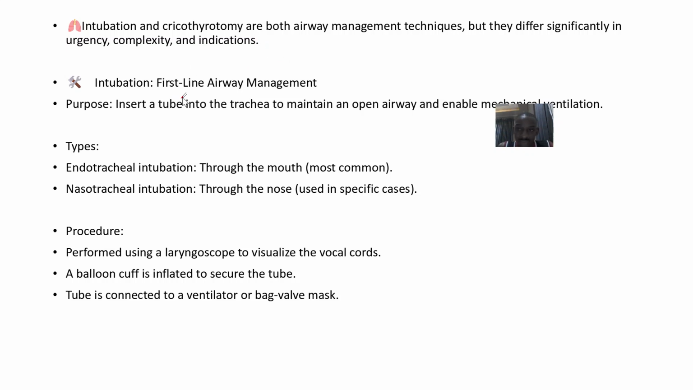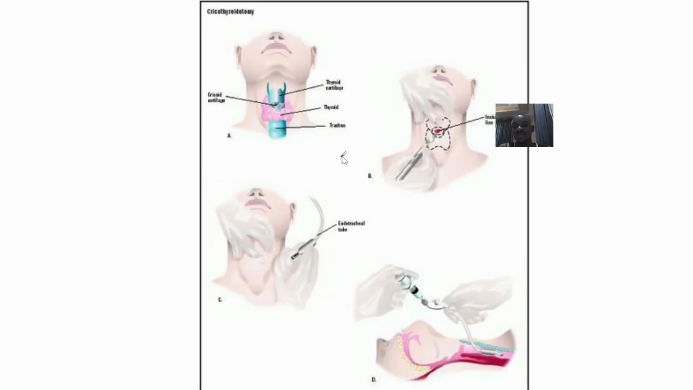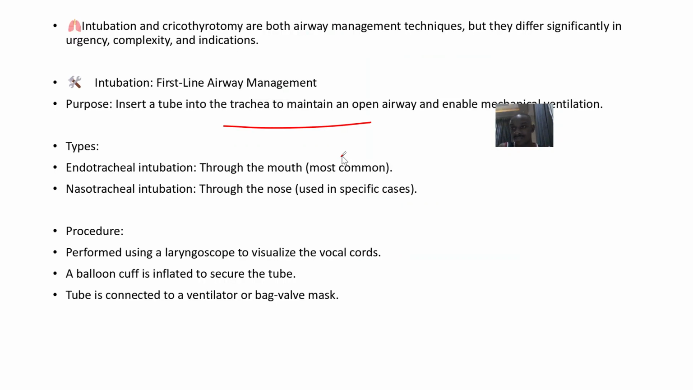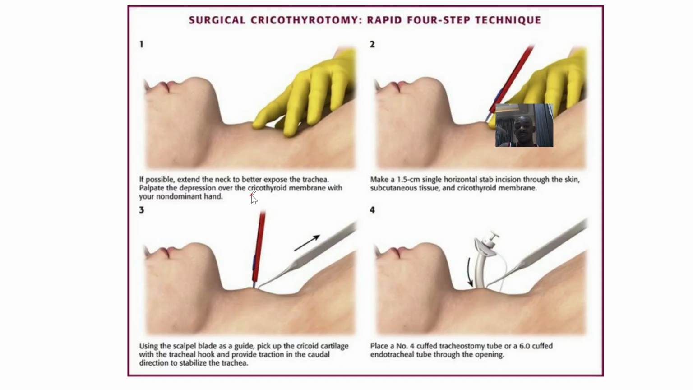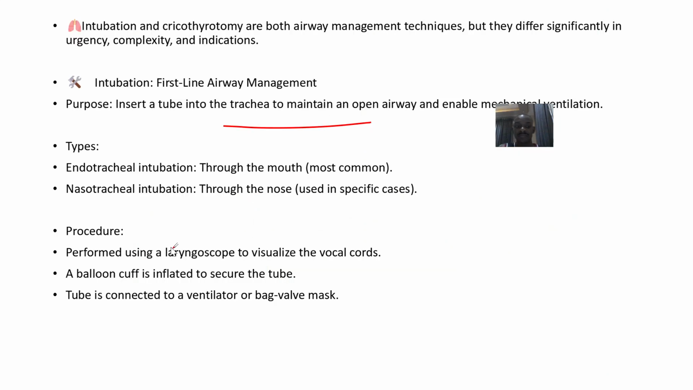So for intubation done alone, you are trying to insert a tube right into the trachea. This is because you want to maintain an open airway so that the patient can keep breathing. All right. So types, we have the endotracheal intubation. This one is through the mouth. Then we have the nasotracheal intubation. This is through the nose. Okay. Also, when you do the cricothyrotomy surgery, you can also do an intubation right there.